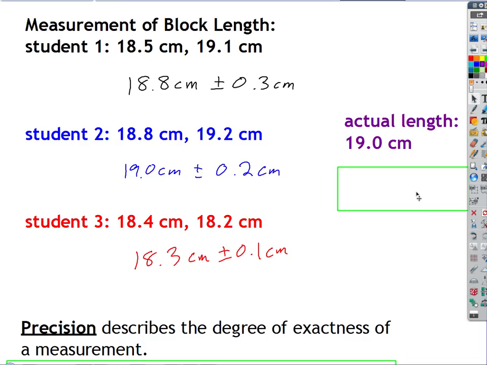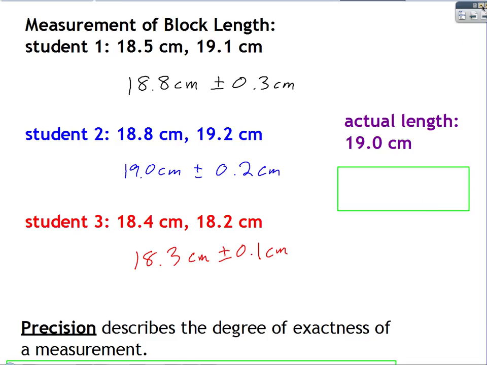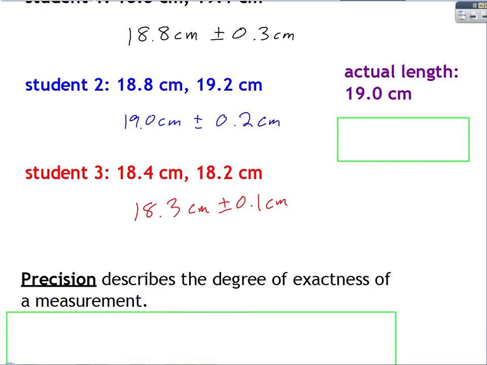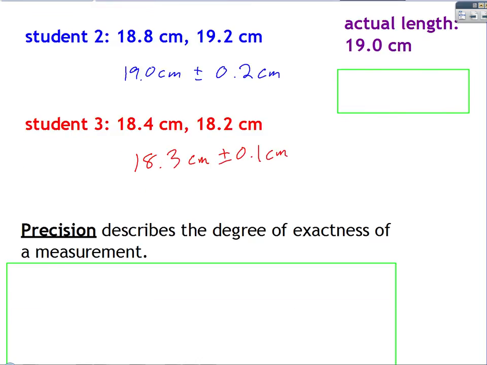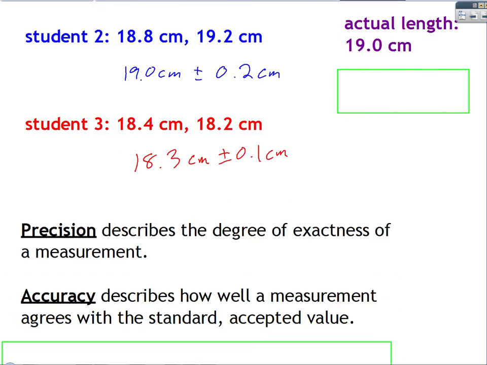What is the word we use to describe how close? Yeah, okay, accuracy, right? Accuracy is what's describing how well a measurement agrees with the standard or the accepted value, right? And those are different things, precision and accuracy. And they're commonly mixed up. This will be, when we get in the lab, a really more important thing, okay?